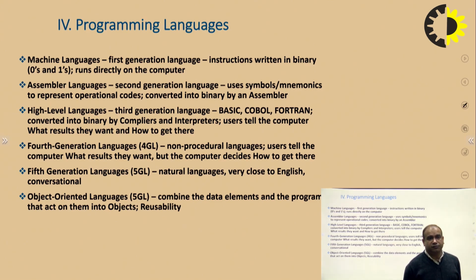If I talk about the fourth generation language or 4GL, it is a non-procedural language, the user tells the computer what result they want, but the computer decides how to get there. The fifth generation language uses natural language very close to English, conversational. Object oriented languages combine the data elements and the programs that act on them into objects, and reusability is part of fifth generation language. Java as well as Python are the most common examples of object oriented languages.